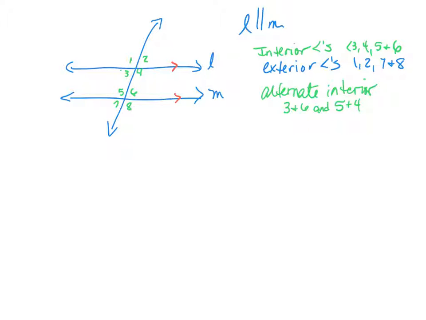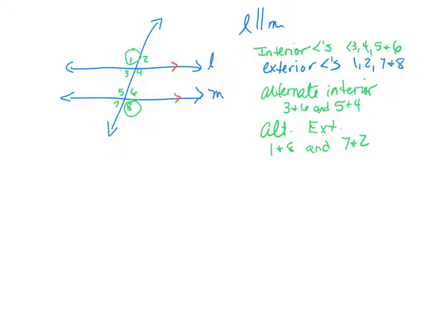Now let's do alternate exterior. What do you think those are? 1, 8, and 7, 2. Do you see that? On either side of the spear and on the outside, kitty corner from each other. So if you draw like a diagonal, you'll get those two. You'll spear those two. Everybody get that?